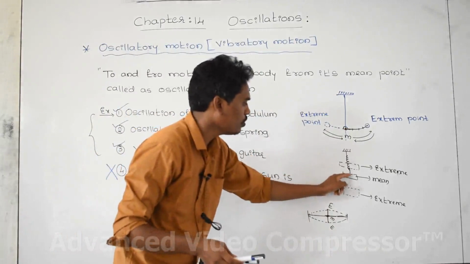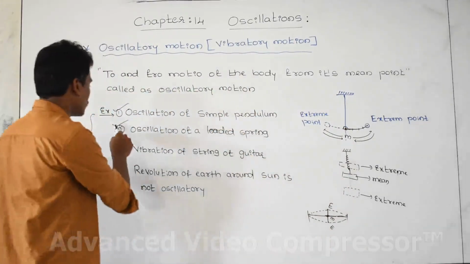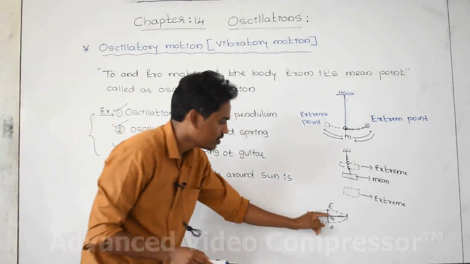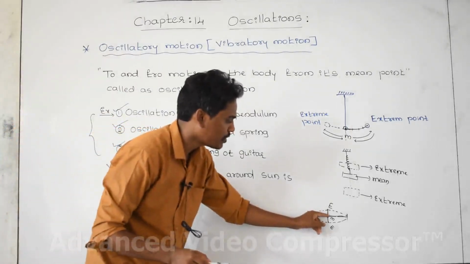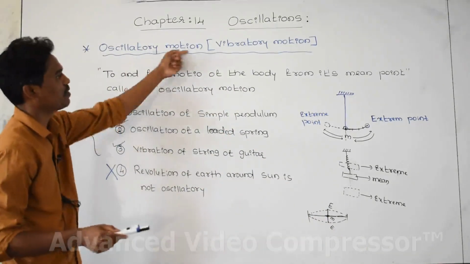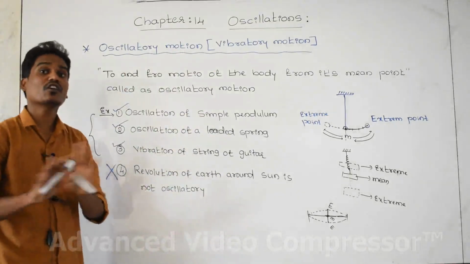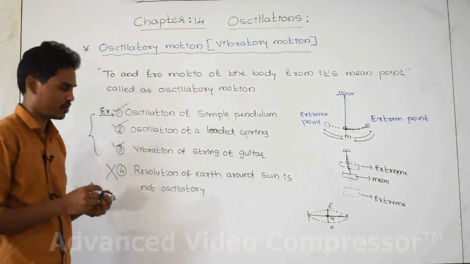Here to and fro. Yes, it is also oscillatory motion. And here from the mean point to and fro, this motion is called vibratory motion or oscillatory motion; both are the same. But the revolution of the earth around the sun is not an oscillatory motion, but it is a periodic motion.